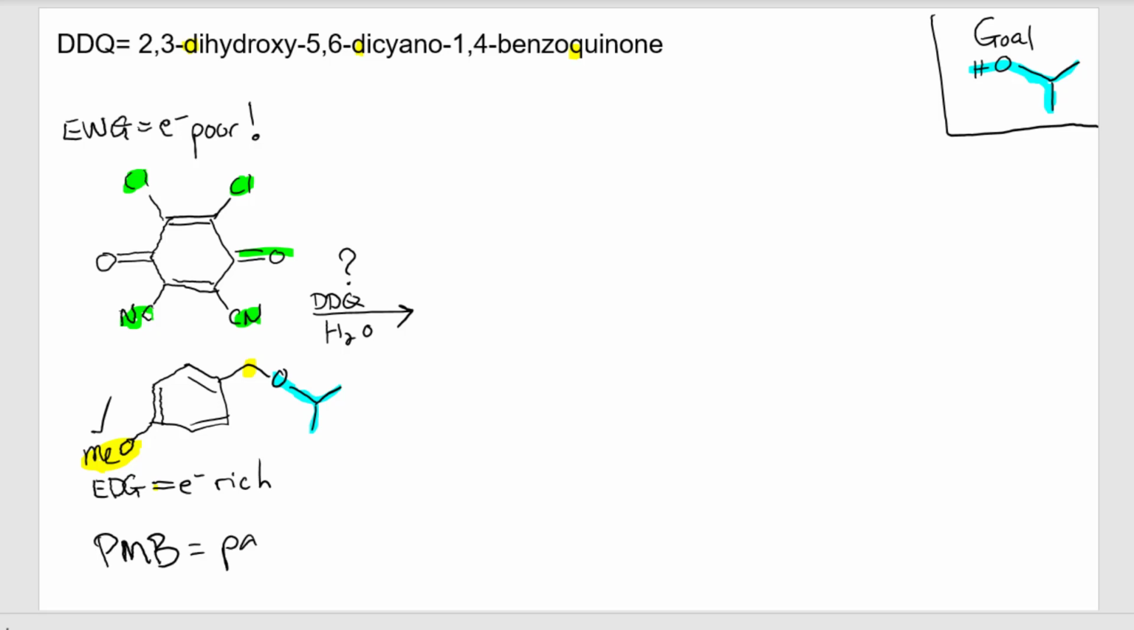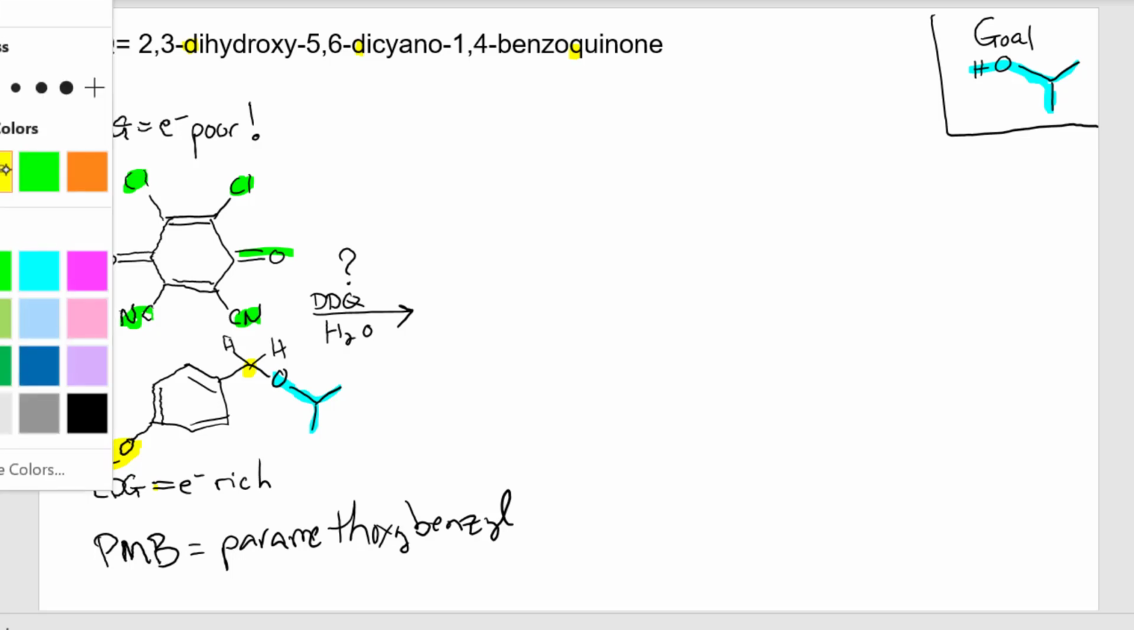A para-methoxybenzyl. So it is a benzyl, but it's a para-methoxybenzyl, and that methoxy group makes all the difference. Why? Because I've highlighted it in yellow to show you that both the methoxy group and the CH2 group, that benzyl carbon, those are both electron donating groups, thus making the ring electron rich.